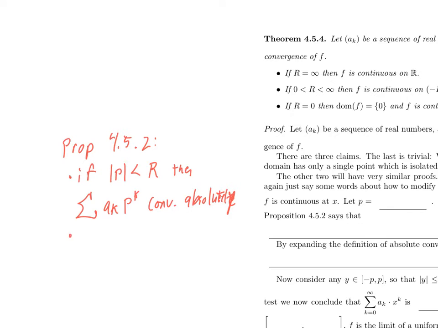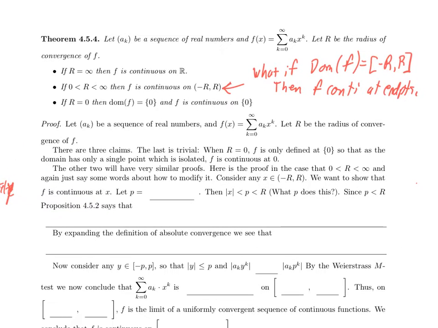And it says that if the absolute value of p is bigger than r, then the series a_k p to the k diverges. So, remembering that, there are going to be three claims. One claim when r is equal to 0, one claim when r is infinity, and one claim when r is neither 0 nor infinity.